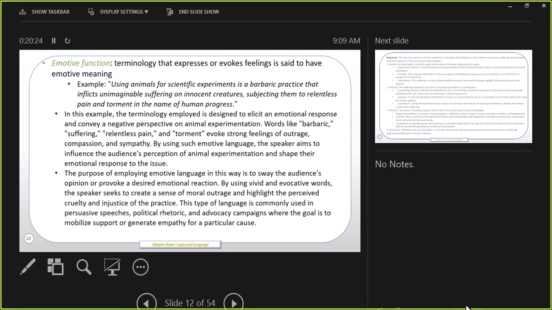Yes. Which words? The words such as barbaric, suffering, torment, relentless pain. They are highly value laden, emotionally charged, overloaded terminologies, right? Highly, excessively charged terminologies. So what's our task? Our task is to separate or to disengage, to distinguish those emotively charged terminology and to substitute them with what? With facts.